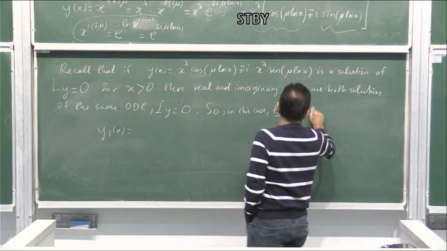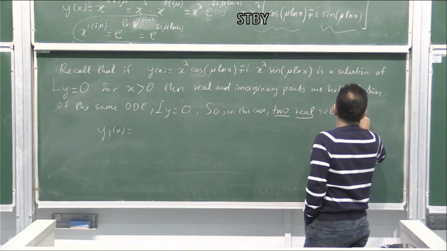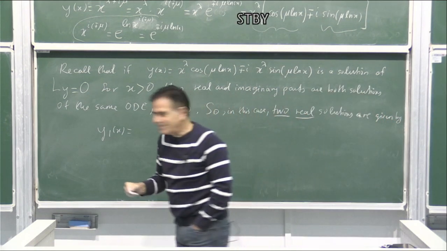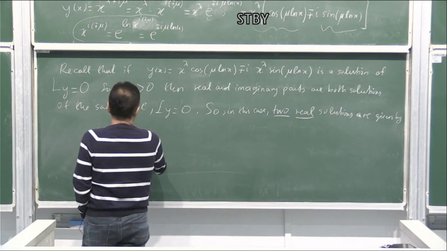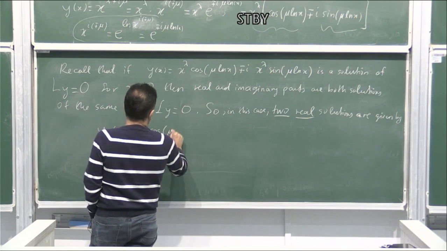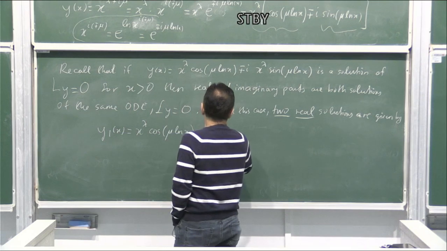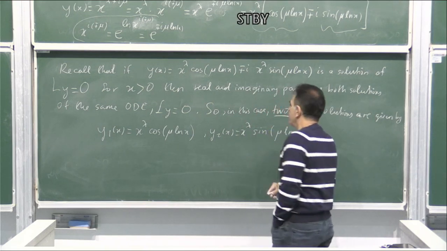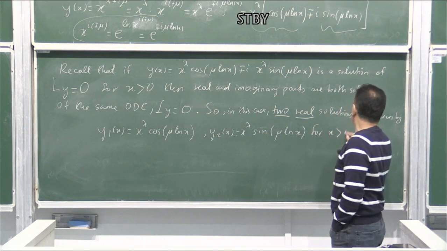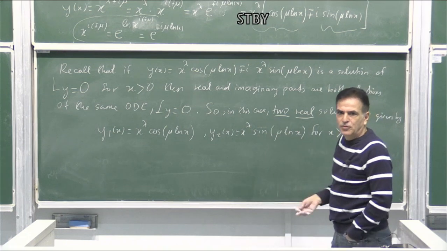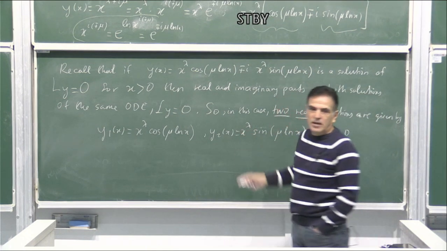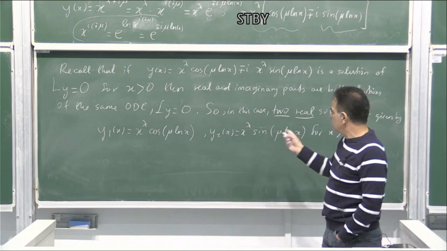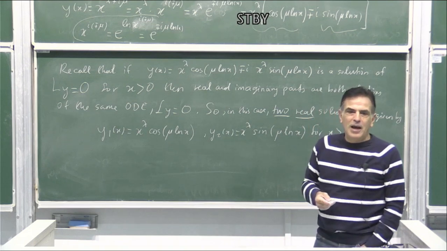So in this case, two real solutions are given by y1 of x, x to the power lambda cosine mu ln x, and y2 of x, x to the power lambda sin mu ln x. Okay? For x positive. If you consider a more general solution, which is valid for negative values of x as well, you can take the absolute values of x. Okay? And you may show that the Wronski determinant of the two solutions is not 0, so they are linearly independent.